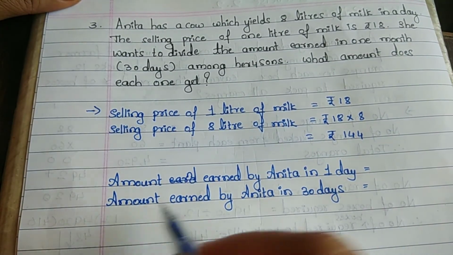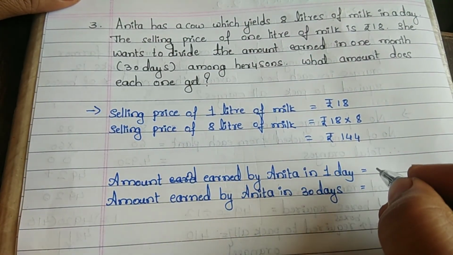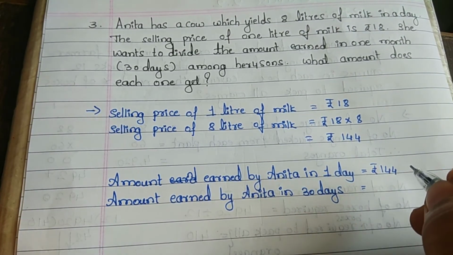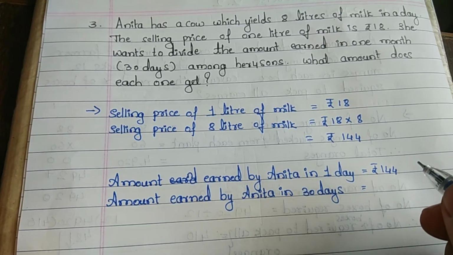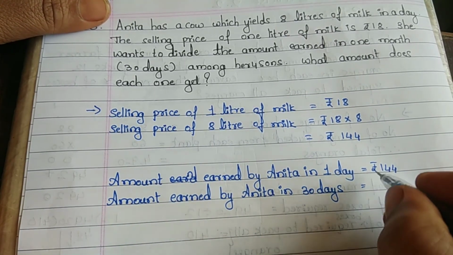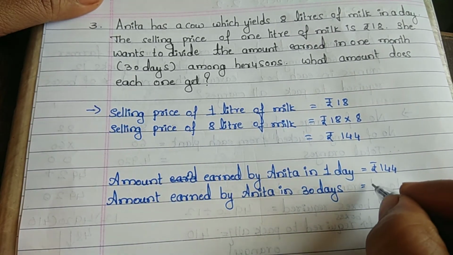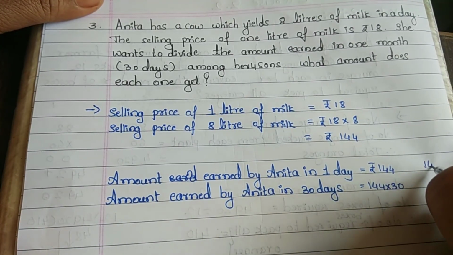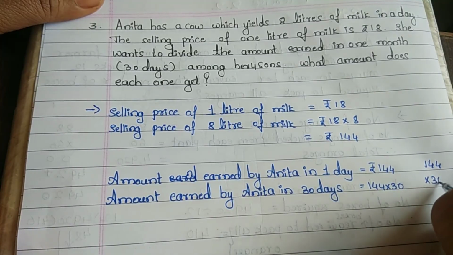18 8s are 144. Then amount earned by Anita in 1 day. In 1 day is how much it is? 144 rupees she will earn in 1 day. Then amount earned by Anita in 30 days. 30 days means what will we do? 144 into 30. Okay. Here you calculate 144 into 30.